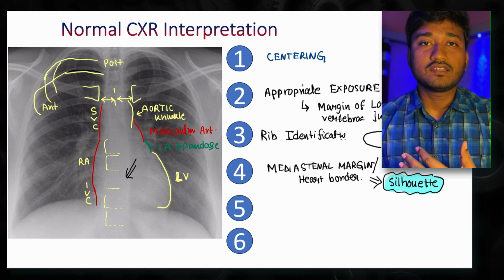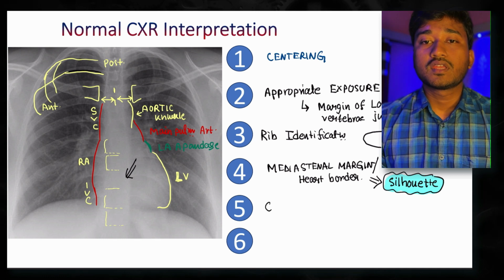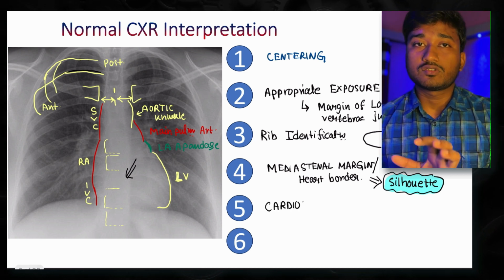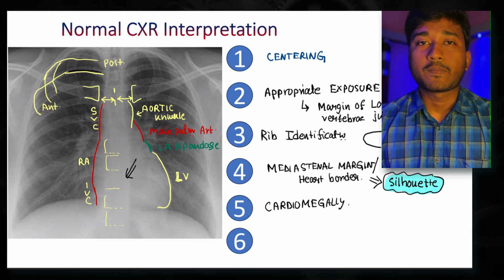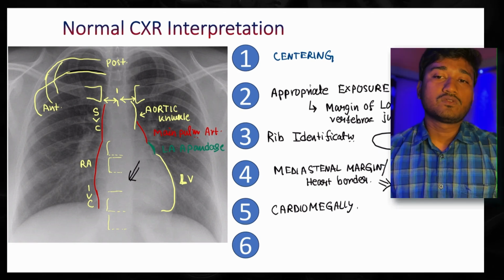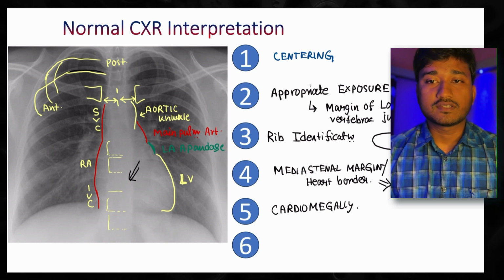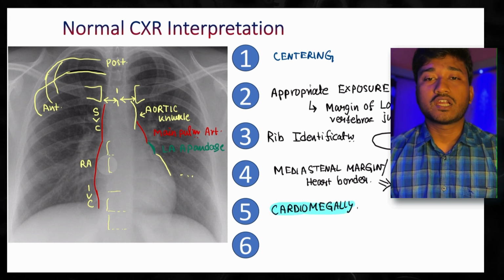After understanding the silhouette, you need to look at whether there is any cardiomegaly present or not. How do we actually look for cardiomegaly? This is the fifth point. You can see how we actually look for the cardiomegaly.